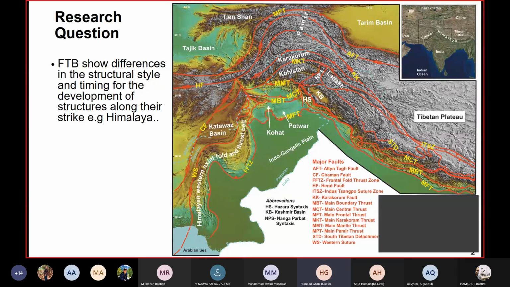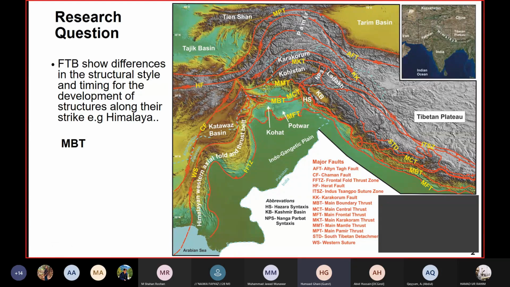So fold and thrust belts, like in the Andes and Alps, and in Pakistan in terms of Himalaya, show differences in their structure style along and across their strike. For example, here you can see the Himalaya in this form. The sub-Himalaya between the Main Boundary Thrust and Main Frontal Thrust is just 20 kilometers wide. When you go toward the west, in the Kangra reentrant, it is about 100 kilometers wide, and then it is really, really wide in Pakistan, about 150 kilometers.